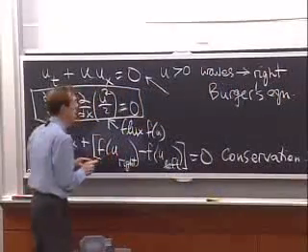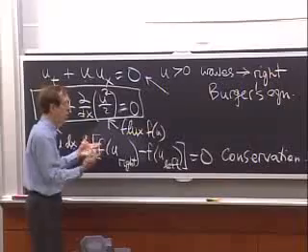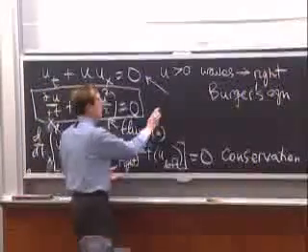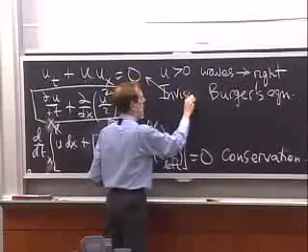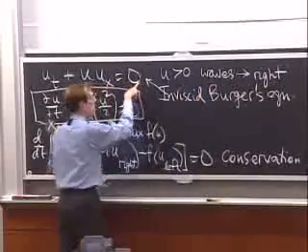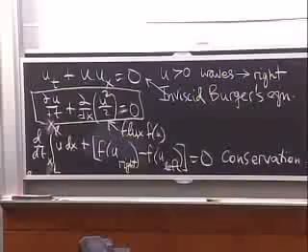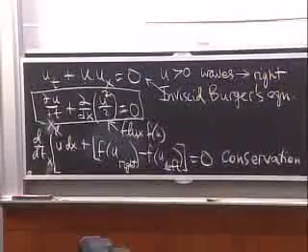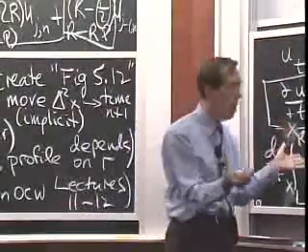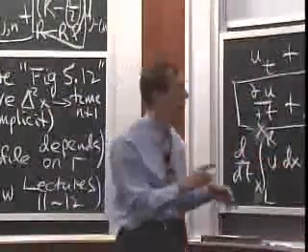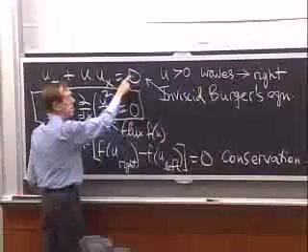But actually, the full name is the inviscid, no viscosity Burgers' equation, because it's a zero. So just one word about Burgers' equation. So Burgers allowed a uxx term here.